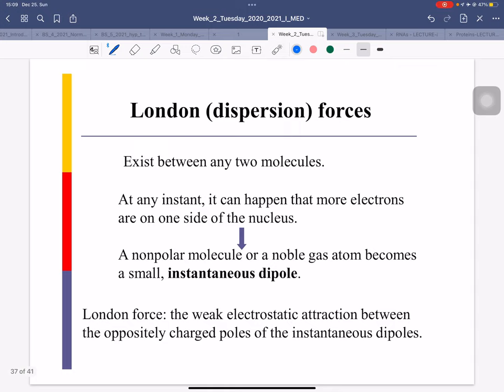And the second form of the van der Waals force is the London force, which exists between any two molecules. Okay, it usually happens when we increase pressure and decrease temperature, and we force the two atoms or molecules closer to each other. And in this case, a non-polar molecule or noble gas, we can say as an example, becomes a small instantaneous dipole, okay, because they are close to each other. London force is a weak electrostatic attraction between the oppositely charged poles of the instantaneous dipoles.